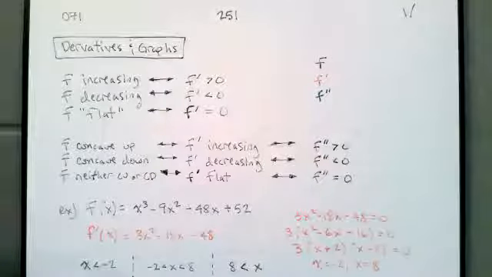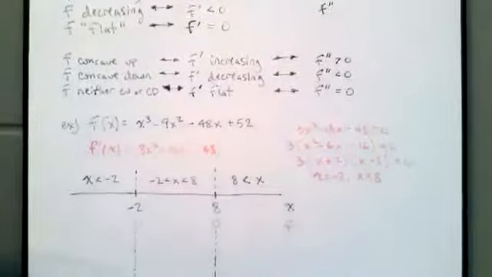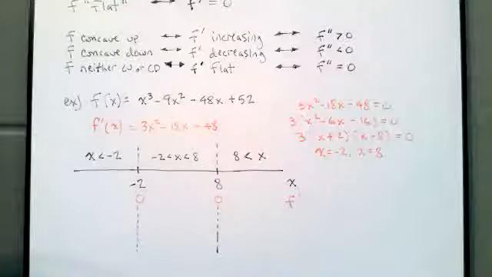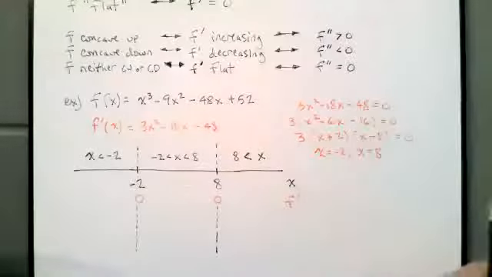Last time we started looking at this function, x cubed minus 9x squared minus 48x plus 52. We found the derivative of the function and set the derivative equal to 0, and we found that the first derivative is equal to 0 at -2 and 8. So that tells us that f is flat when x equals -2 and when x equals 8, because the first derivative is equal to 0 at those points.